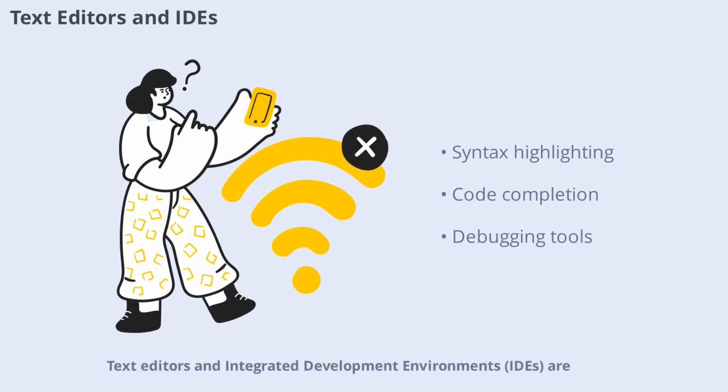Text editors and integrated development environments, IDEs, are the tools developers use to write and manage code. Popular options include Visual Studio Code, Sublime Text, and Atom. These tools offer features like syntax highlighting, code completion, and debugging, making the coding process smoother and more efficient. Choosing the right editor can greatly enhance your productivity as you start building websites.